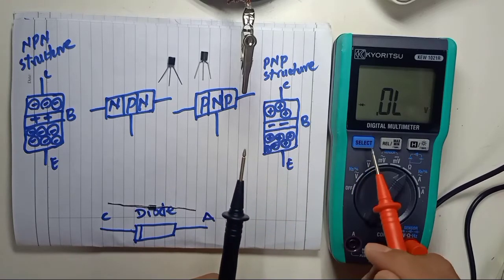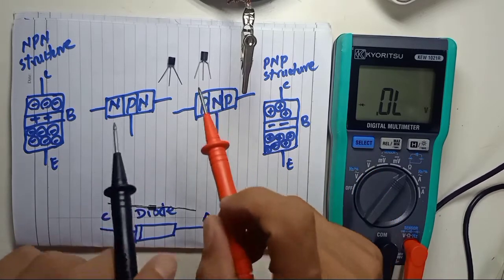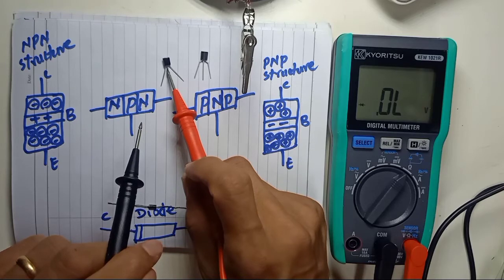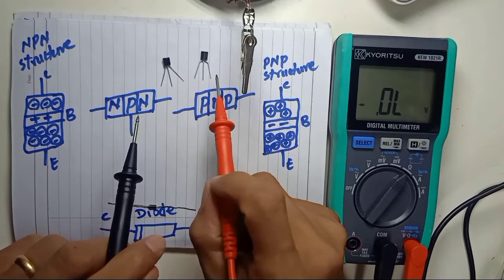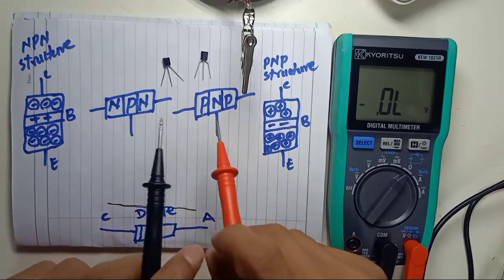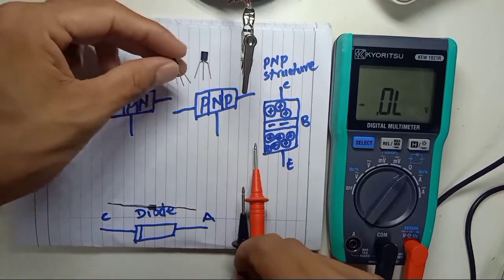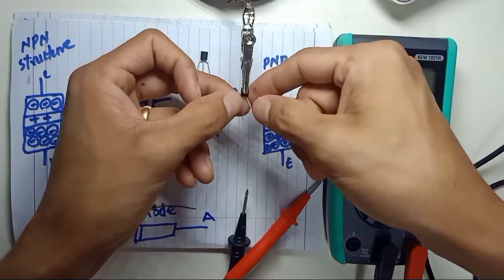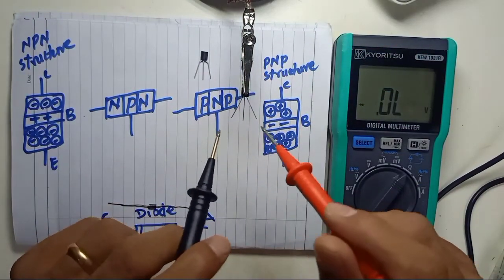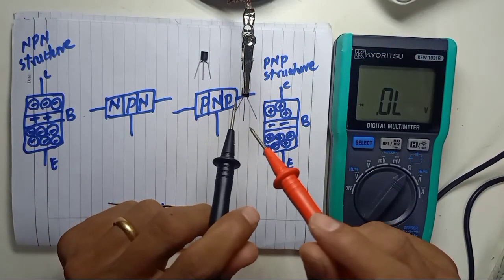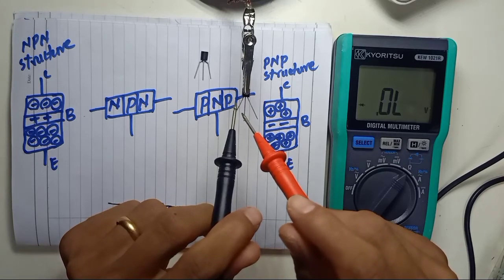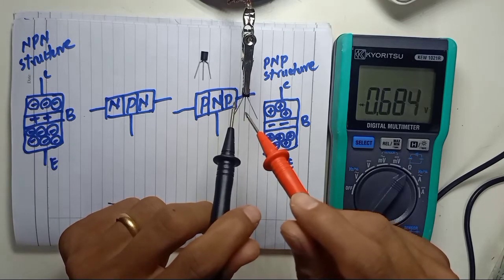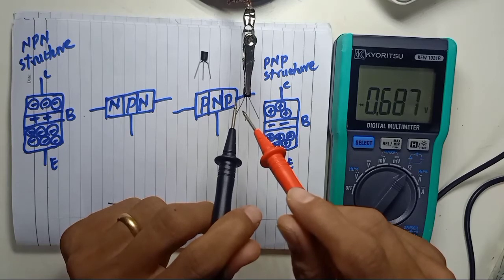After selecting the diode mode, we want to know whether this transistor is NPN or PNP. We don't know which. So how to identify? You just pick up one transistor. I just pick it up here, it's easier to test so it will not fly away. The first pin you touch with the black lead, and the middle pin, the second pin, touch with the red. You have a reading on the multimeter.